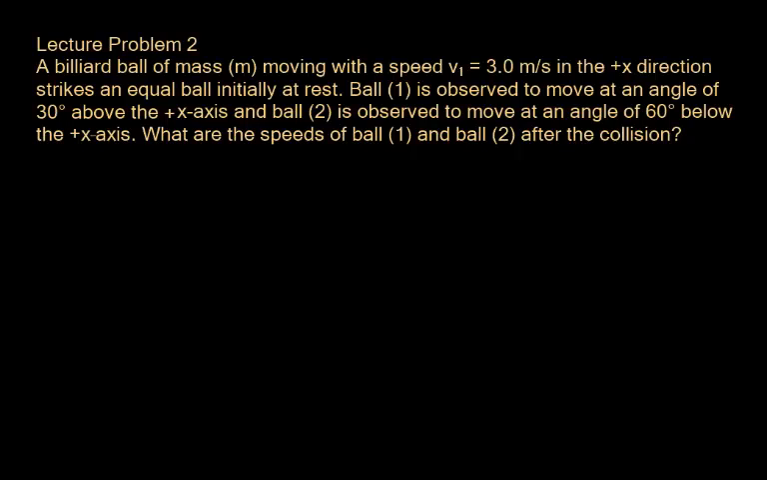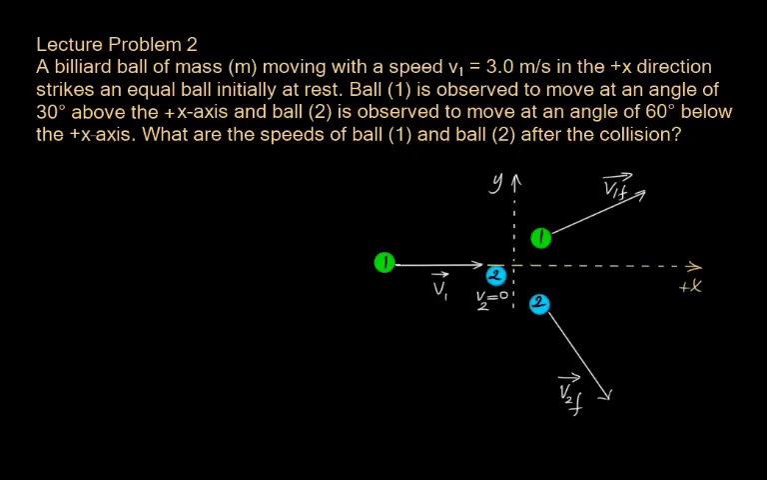First, let's represent this question by means of a diagram. Clearly from the diagram we see that ball 1 is moving along the x-axis with the velocity v1. Ball 2 is initially at rest, v2 is equal to 0. After the collision, ball 1 is moving with the velocity v1 final above the positive x-axis at an angle of 30 degrees, and ball 2 is moving with the velocity v2 final below the positive x-axis at an angle of 60 degrees.